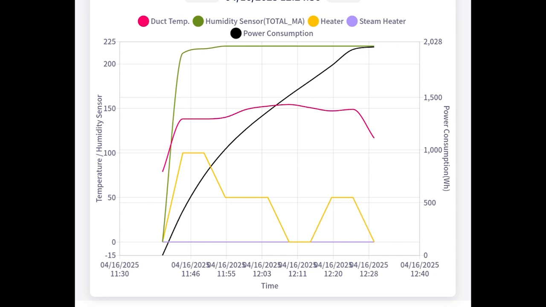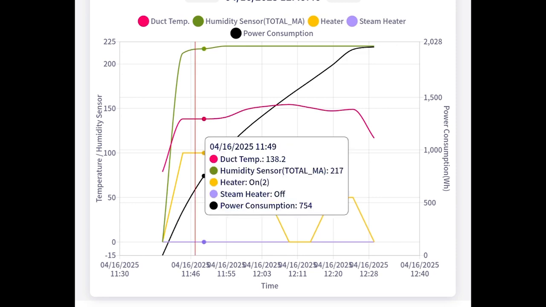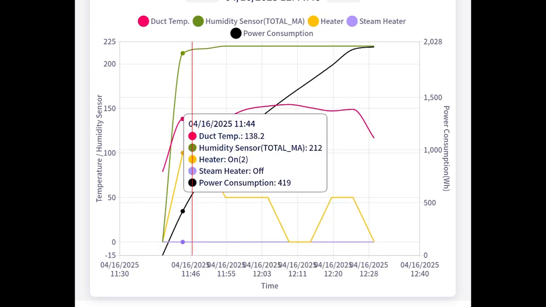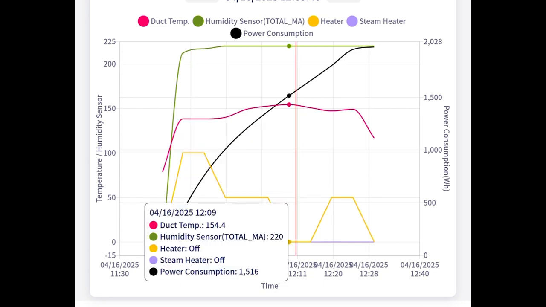Next, you see the heater, which is the yellow line. If I select here, it tells us that both heating elements were energized, and then other places you may click, like here, for example, only one heating element was energized. That's what the heater on 1 and the heater on 2 means. The 1 and 2 is how many elements are energized at that time. Or if I click down here, you see it says heater off when the yellow line is down at the bottom of the graph.